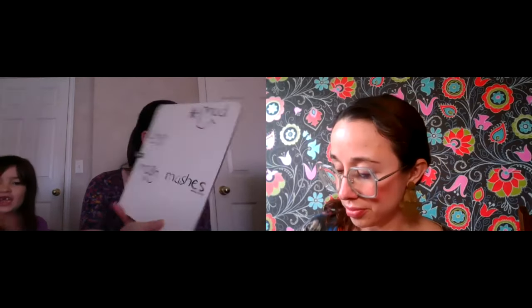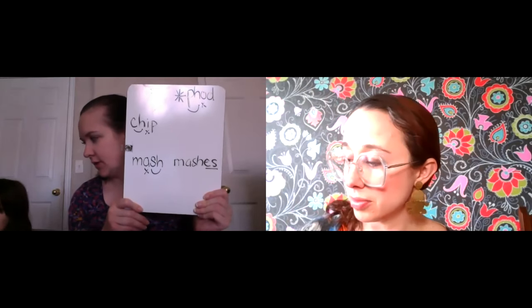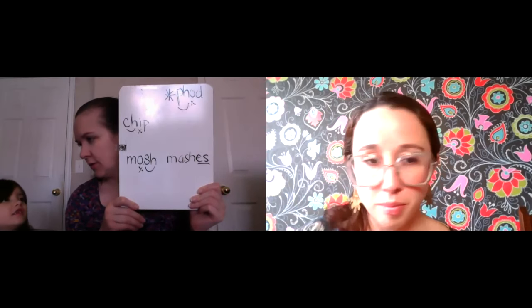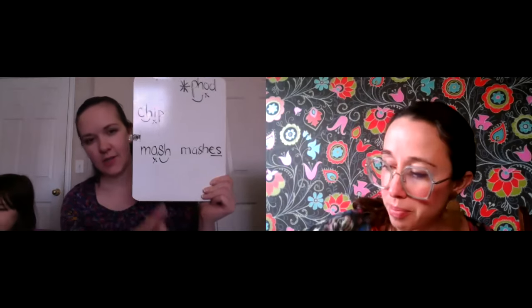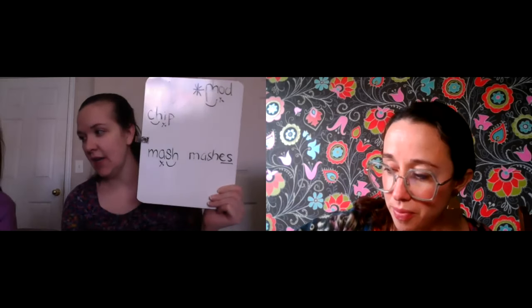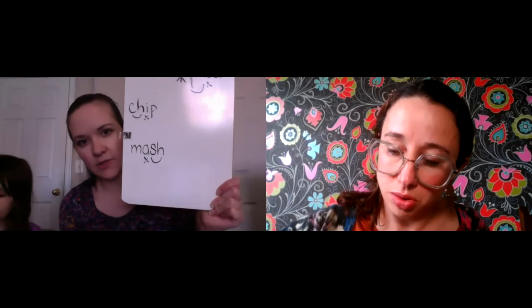All right. Let's point to the word that has a suffix on it. Which word has a suffix? Mashes or mash? What is a suffix? It's the word ending. So the word mashes has the suffix es. That's our suffix in that word. And mash? The word mash doesn't have a suffix on it. It's the root word before there's a suffix on it, right?